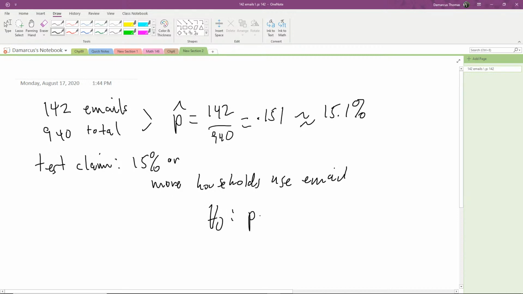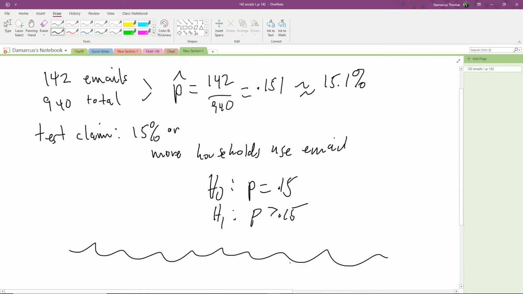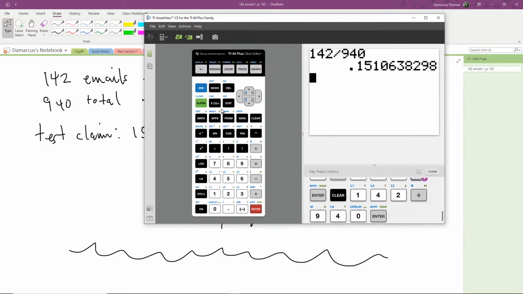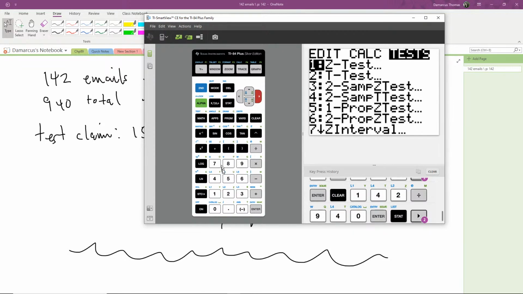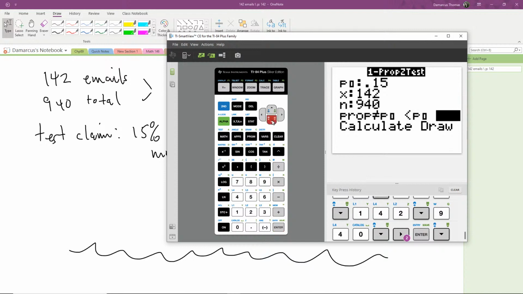Our null will be that it's equal to 15. The alternative is the one that we're going to test though. Is it greater than 15? And now at this point, we will use our technology to get the test statistic and then also to get the p-value. Stat, test, 5. This is a right tail test.